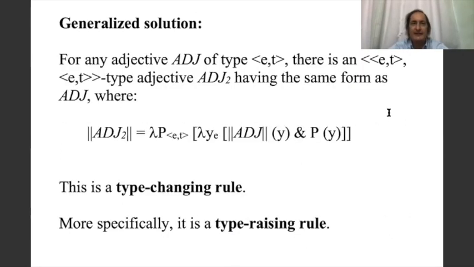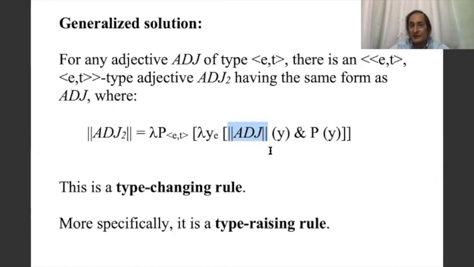Okay, I give it here as a generalized solution. It says for any adjective, adj, of type et, there is an et type adjective, adj2, having the same form as adj, so black to black, white to white, happy to happy, where the translation of adj2 is given as this, where we put the original type et translation of adj into there.